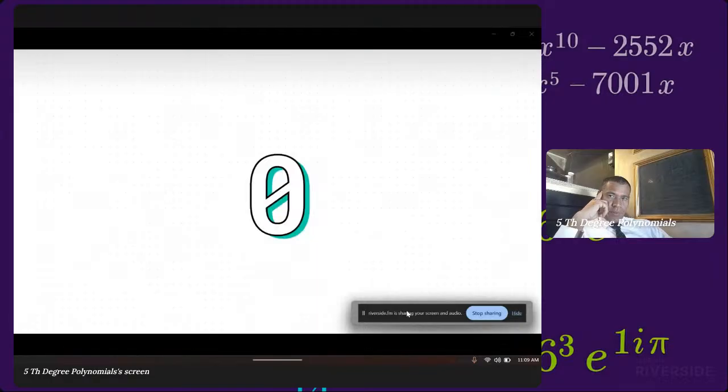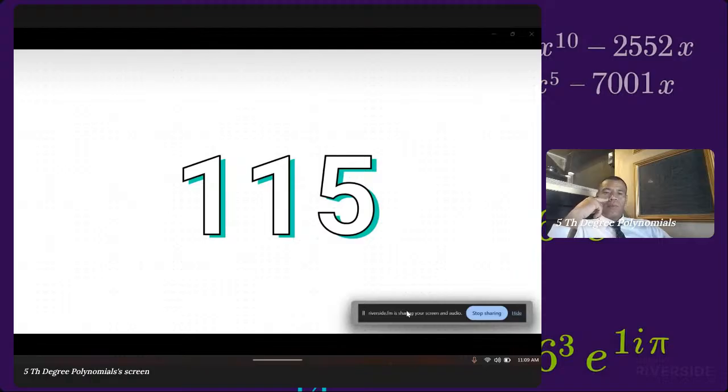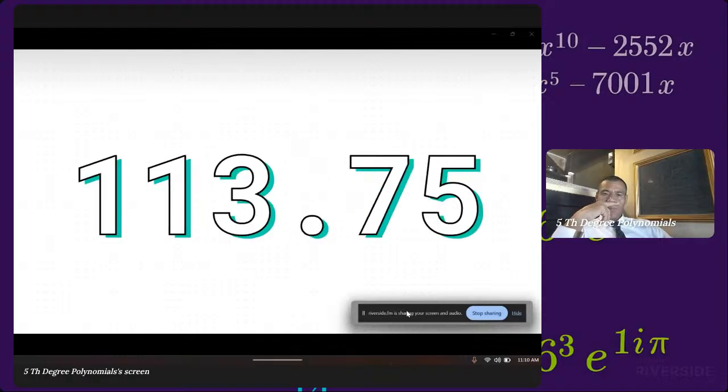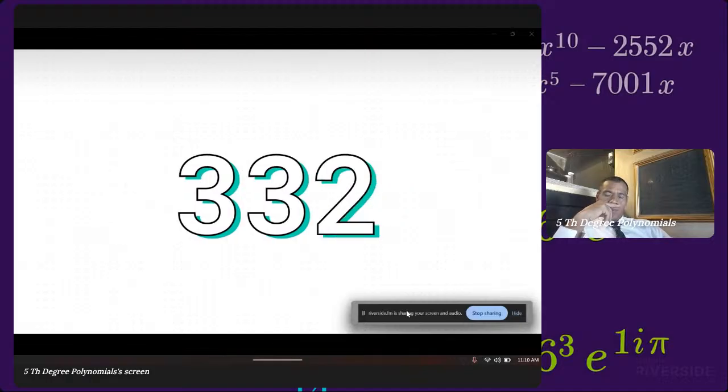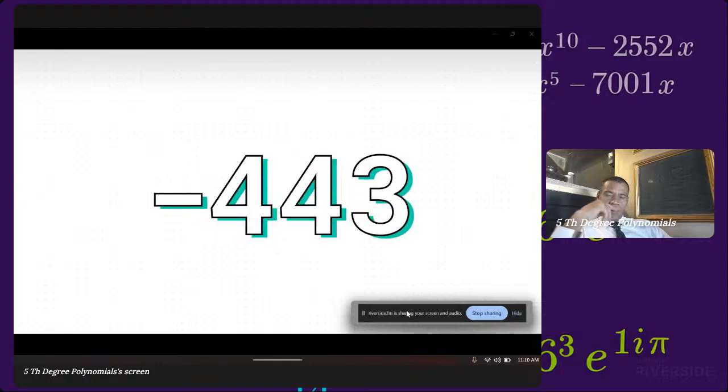For our equation, the sequence kicks off with 0. Then, boom, it jumps all the way up to 115. It dips just a tiny bit to 113.75. Then it shoots up again to 332. And it finishes on negative 443. This right here, this 5-number signature, is a direct result of that equation's unique structure.